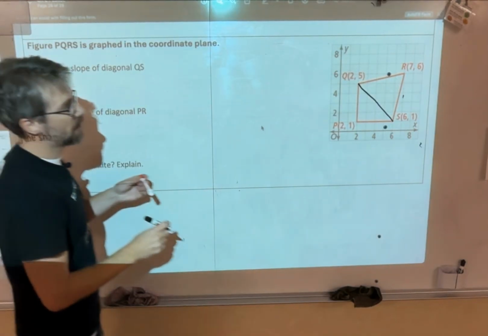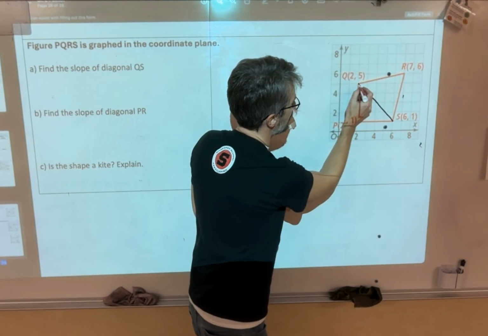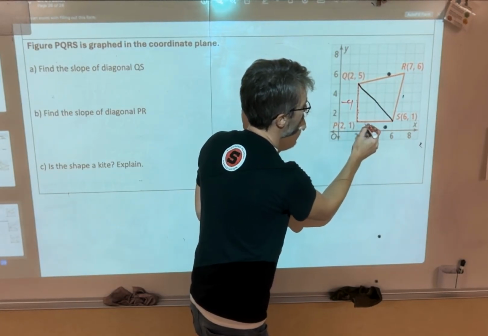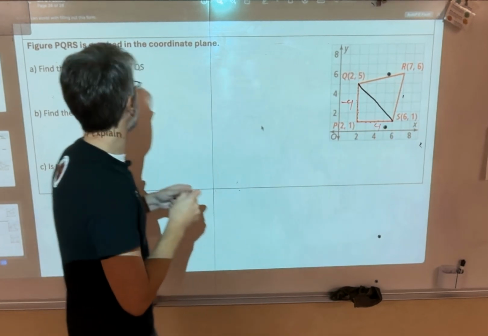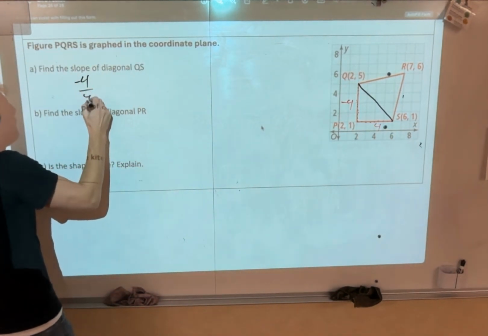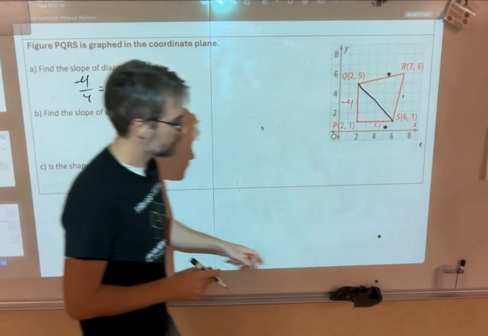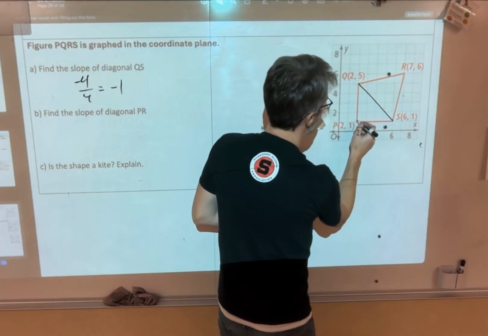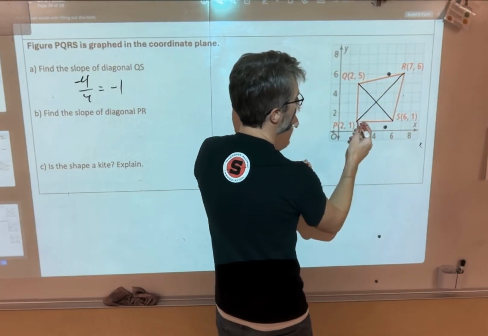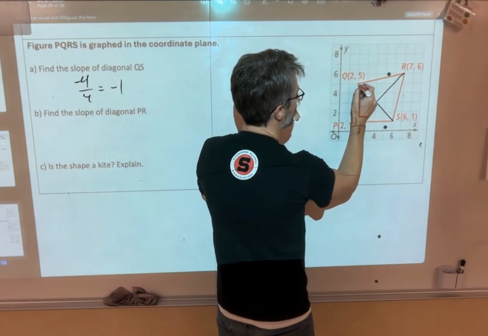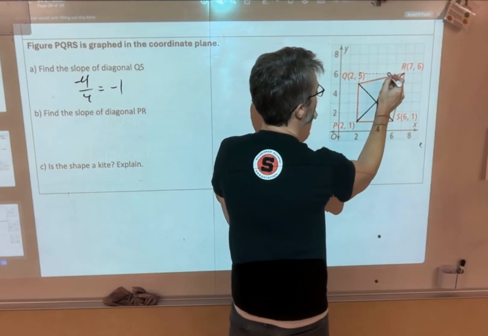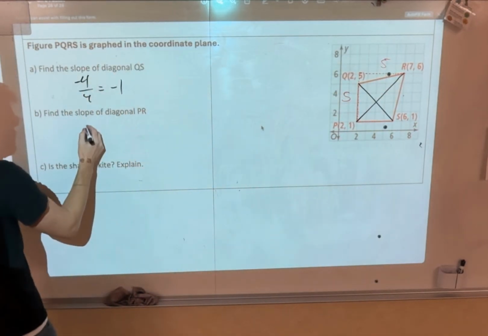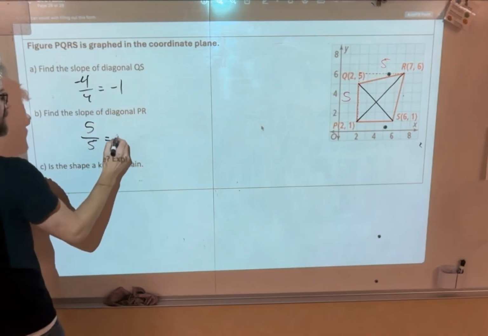So our slope is going 1, 2, 3, 4 down, so minus 4, and over 1, 2, 3, 4. So negative 4 over positive 4, which is equal to negative 1. Our other diagonal, going from P to R, I'm going up 1, 2, 3, 4, 5 over 1, 2, 3, 4, 5. So up 5 over 5, which is equal to 1.